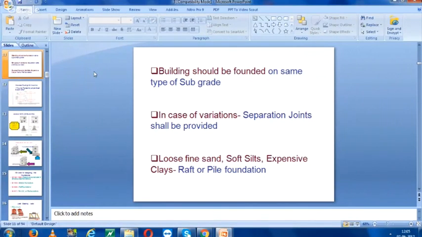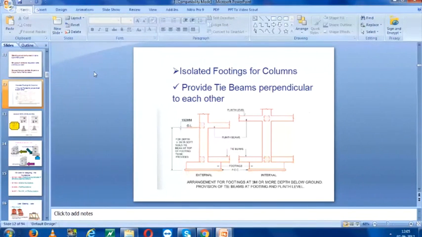Loose fine sand, soft shales, expansive clays. For these types of clays and soil conditions, you are supposed to provide raft or pile foundations, which are going to give a common type of displacement to your foundation level.